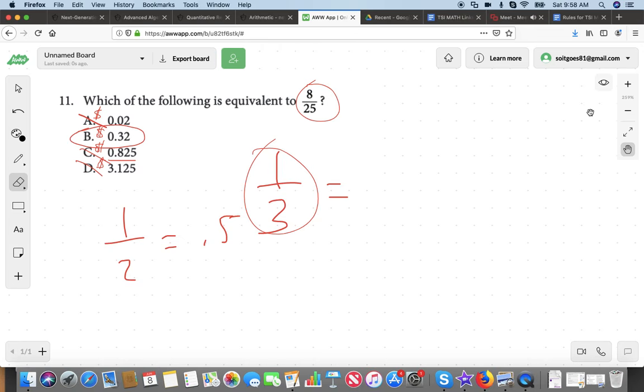1/3. If you punch that into a calculator, you get 0.333333333 repeating forever. And we said 8/25 is just a little bit less than a third, which it is. Is this making sense now? Yes. Okay, good.